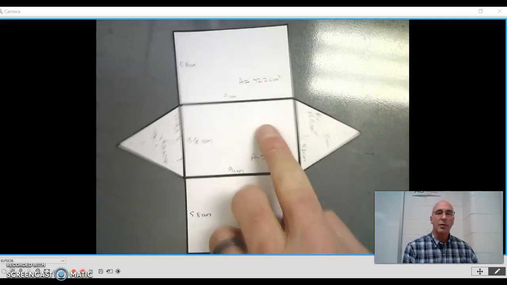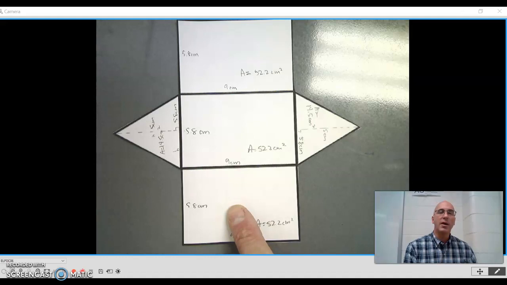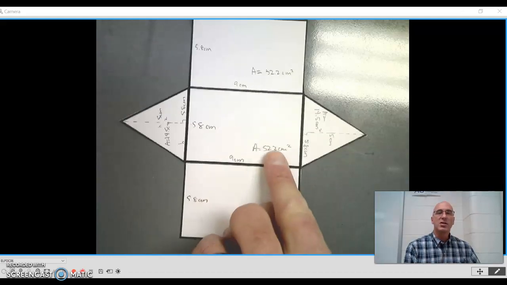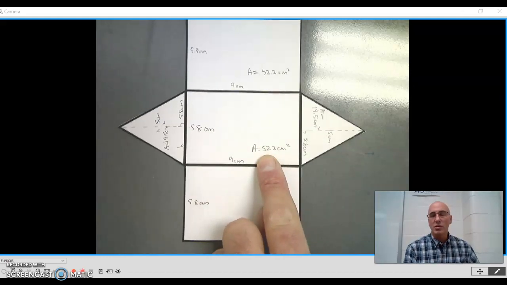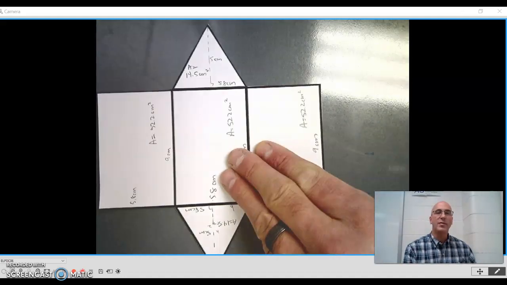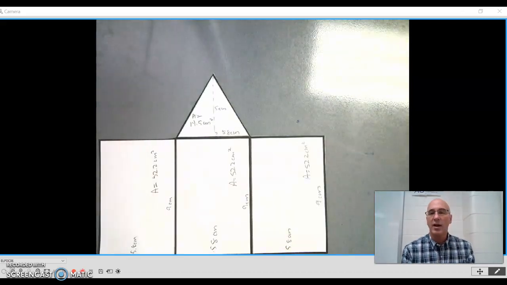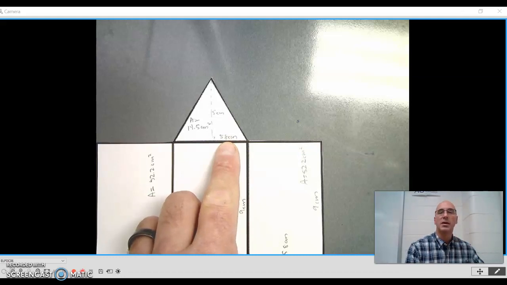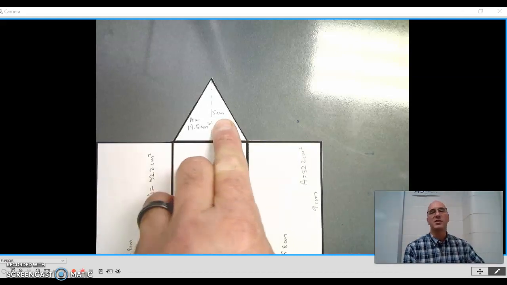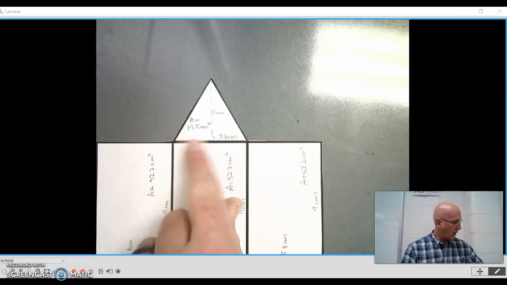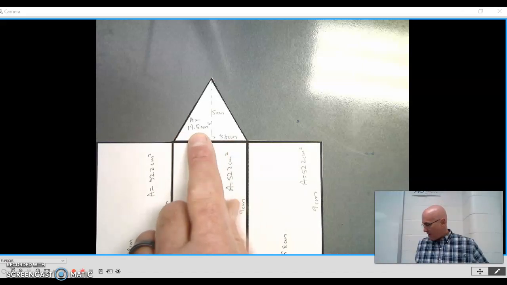We see that we have three rectangles here, and when I calculated my area of each of those, it was 9 centimeters by 5.8 centimeters. So each of these three were 52.2 square centimeters. Then I have two triangles. And to calculate the area of the triangle, we know that we do 1/2 times the base times the height. So the base of these two triangles are each 5.8 centimeters, and the height is 5 centimeters. So when I multiply those together and divide by 2, or multiply by 1/2, we get 14.5 centimeters.